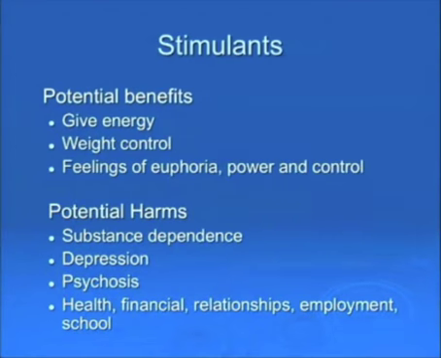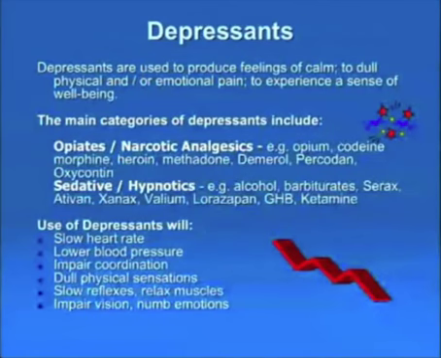Now, depressant drugs don't fit so well together because they're a little different from each other. So really, I'm going to subdivide the depressant classification into the opiates and then the everything else category. Examples of the opiates are opium, codeine, morphine, heroin, methadone, Demerol, Percodan, and OxyContin.